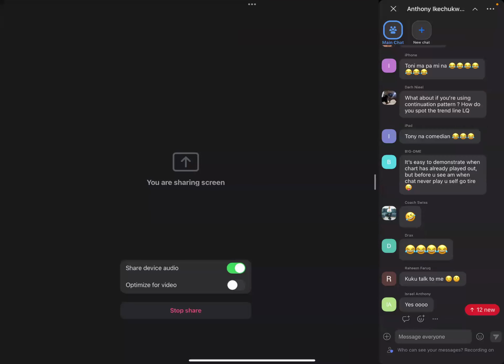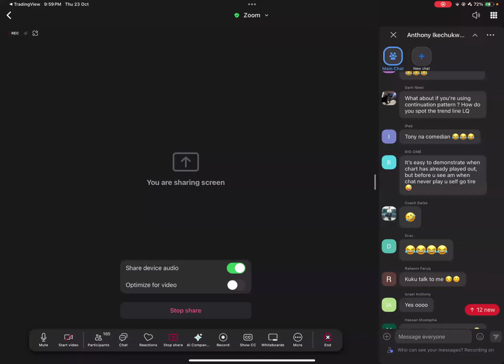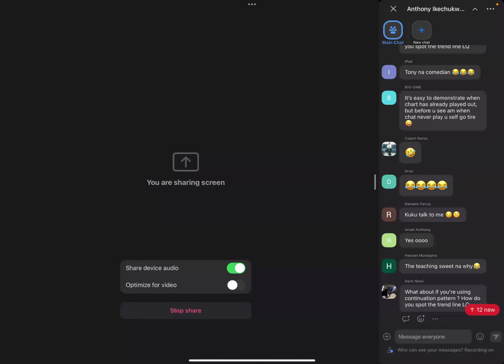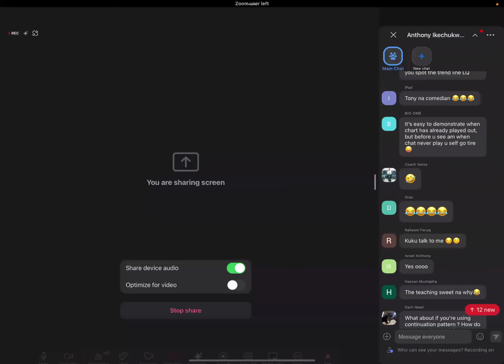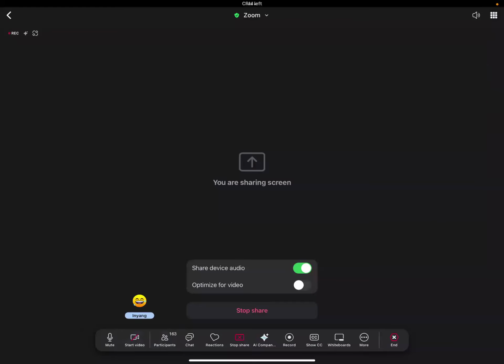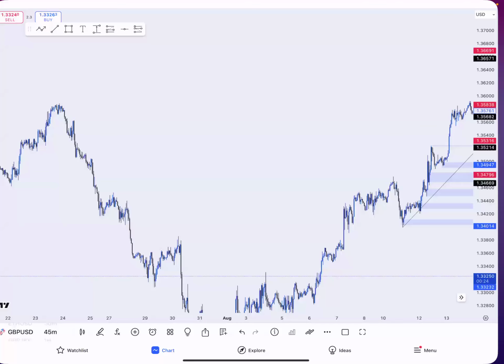So that is one of the most common. See how many pairs I've checked now: GBP USD, GBP JPY, gold, BTC USD. It's across every single pair. Trendline liquidity is one of the most common types of liquidity that you can have in the market. Do you understand? I've used 1 hour to talk about trendline liquidity.